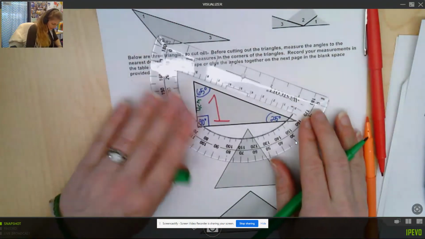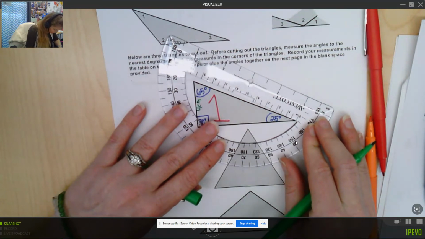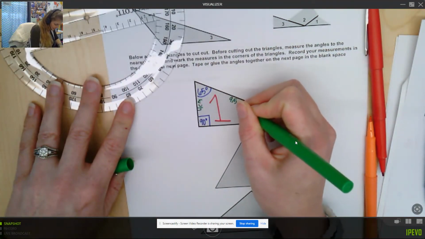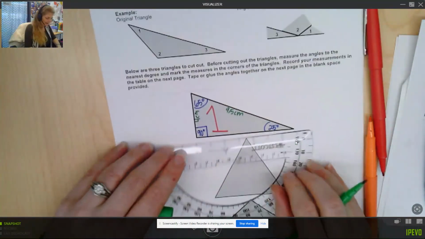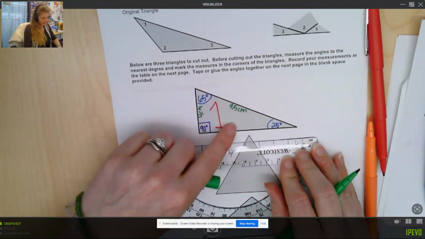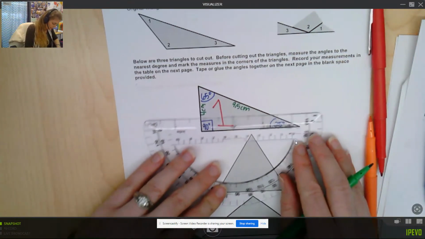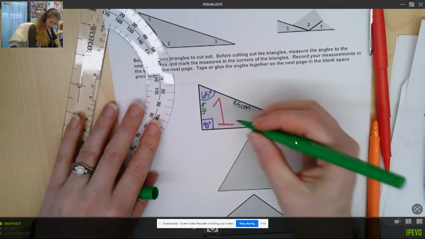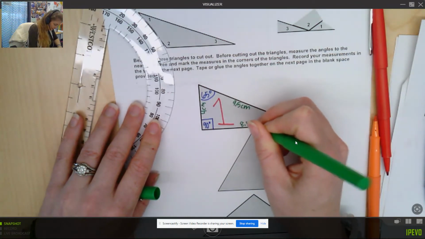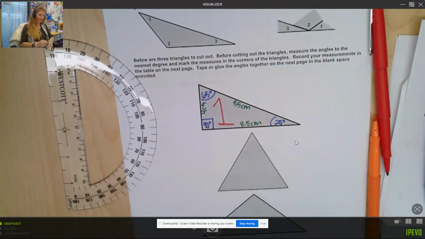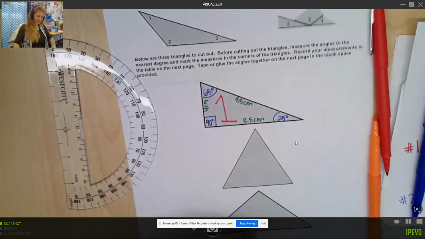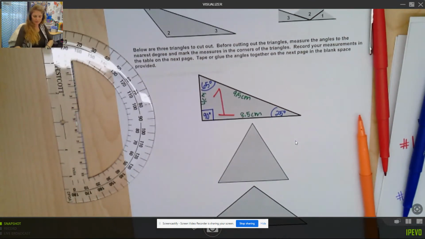So I'm expecting this to be longer than 4. Measuring it looks like it's 9.5 centimeters. And this last one, I'm expecting it to be in between them because it's opposite the in-between angle. Make sure you're using the 0. It looks like this is 8.5. And I'm writing this on the inside because remember we're going to be cutting these triangles up. So let's go ahead and finish measuring and labeling the next triangles.